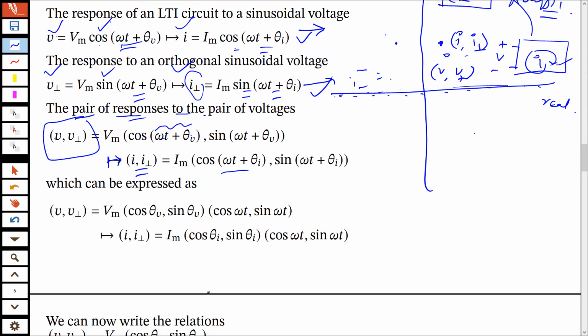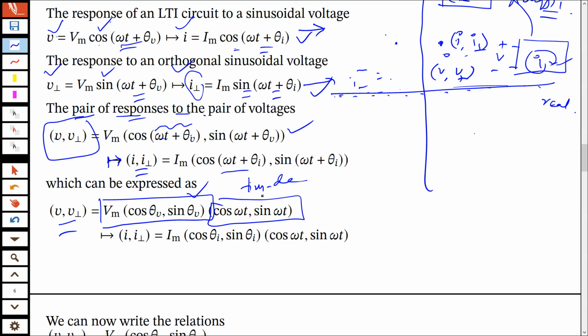It means that you can rewrite this pair of voltages as if you have one complex number. Remember, this does not include time, it only includes the initial phase of the voltage, and you multiply this by a time dependent complex number. So you break this down into two factors, a time independent or constant factor and a time dependent factor. They are both complex numbers. You multiply them and you get this complex number, a pair of voltages.